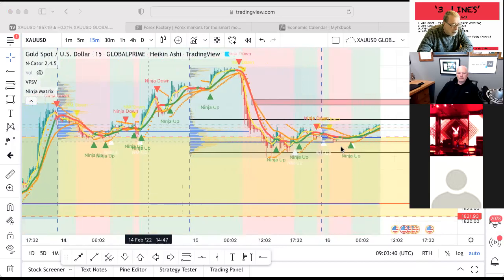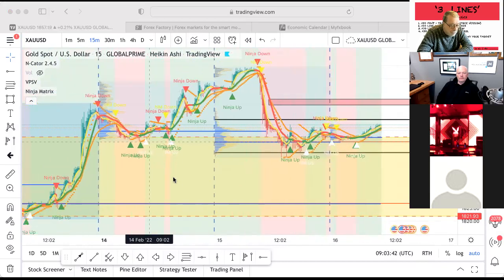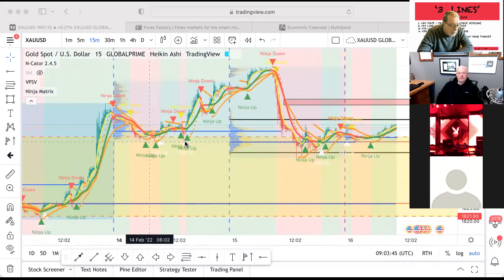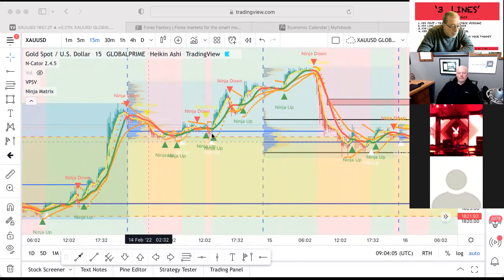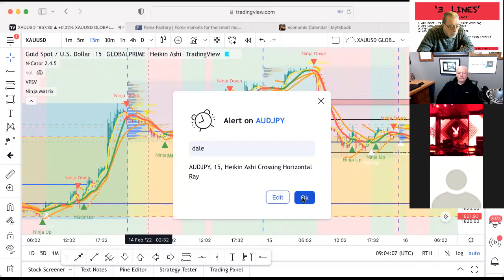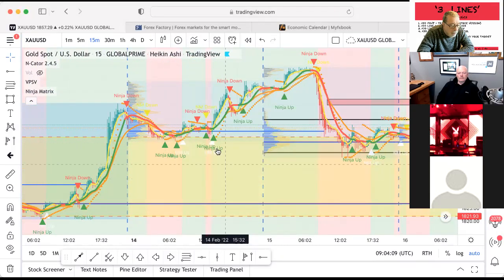So just to go back to Monday, I had a Ninja Matrix up, I had a Ninjacator up, I had a good separation of the 5 and the 13 MA, and so I would have got in at round about this point. Not necessarily on the Ninja up candle. I would probably have waited for that separation to happen. But I would certainly have been getting in on this candle here.